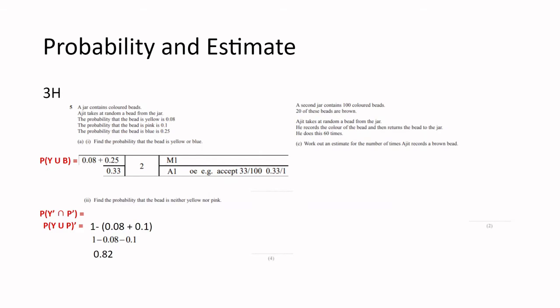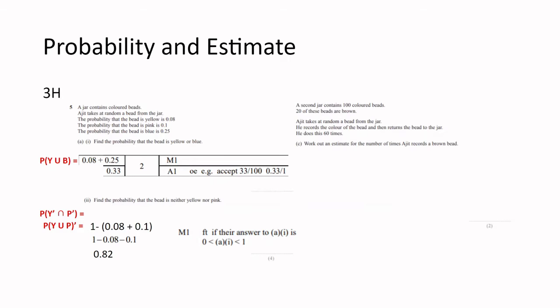The mark scheme for this is a bit confusing. It says to give a follow through if your answer to part AI is between 0 and 1. Now our answer to part AI is 0.33, which is between 0 and 1. And I assume that's simply because they want to see that you understand that probabilities are always values between 0 and 1.